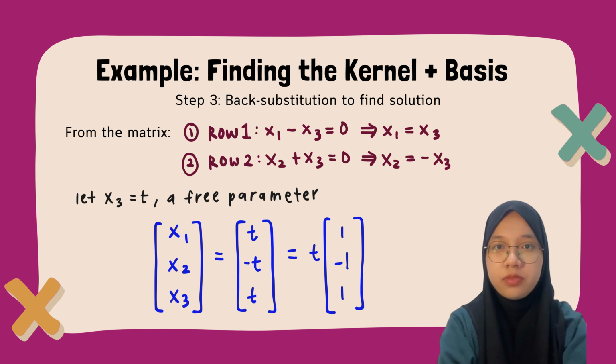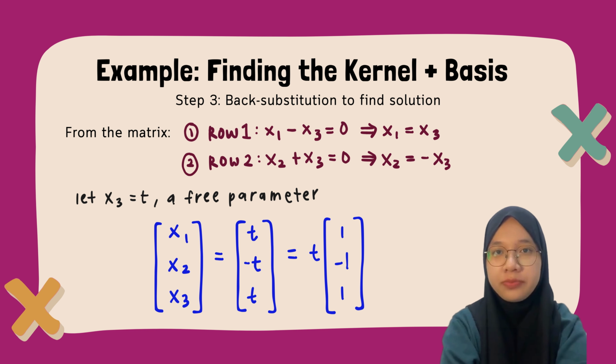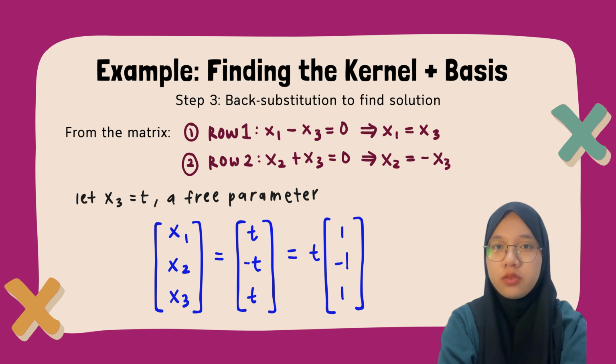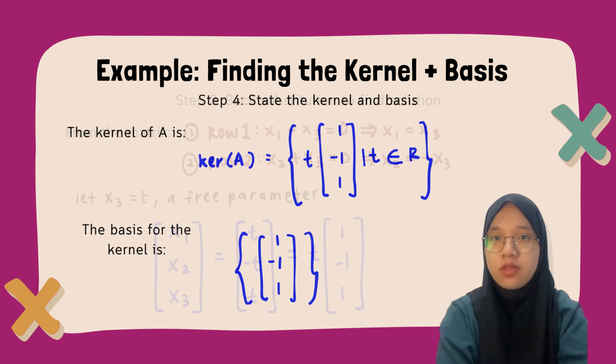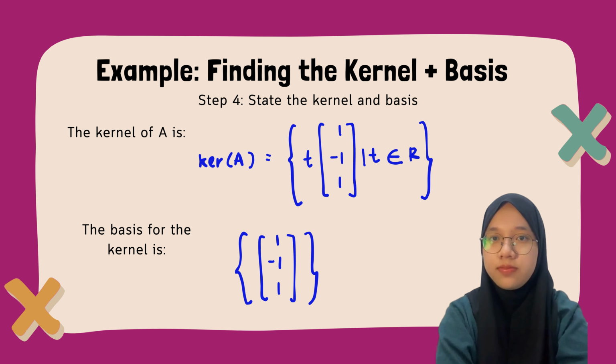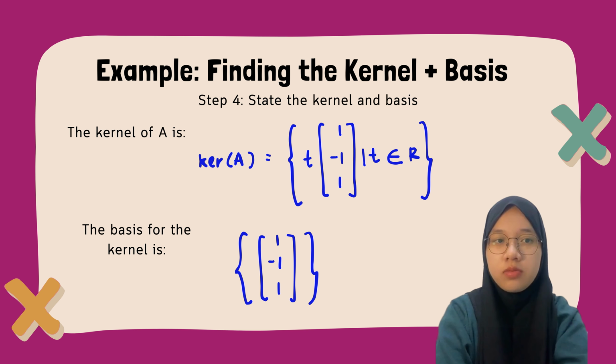Step 3. Back substitution to find the solution. From the operations, we can write the system as x1 minus x3 equals 0 and x2 plus x3 equals 0. This means x1 equals x3 and x2 equals negative x3. Step 4. State the kernel and the basis. The kernel of A is the set of all vectors of the form t times the vector (1, -1, 1), where t is a real number. So the basis of the kernel is (1, -1, 1).